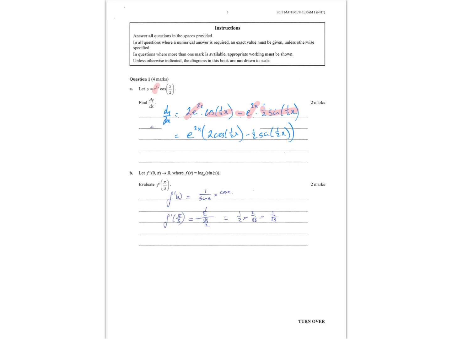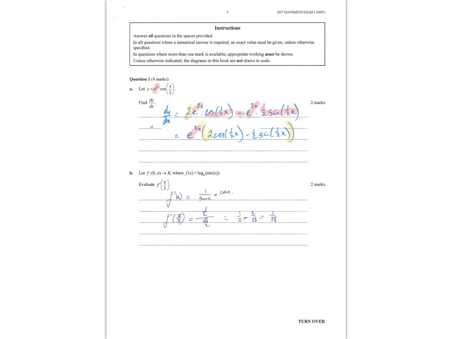Look, that's an acceptable answer, but maybe we should really tidy up a fraction. So if we just take the e to the 2x out the front, that'll give us the 2. So that 2 slides back in there. So 2 cos a half x minus a half sine a half x, making sure we've got brackets around the whole thing.